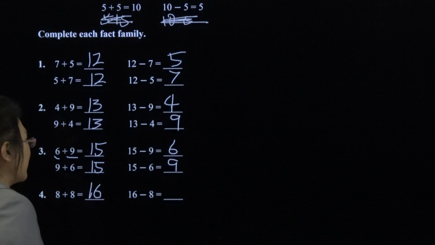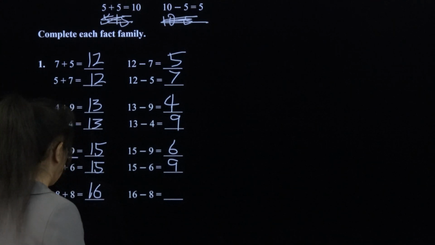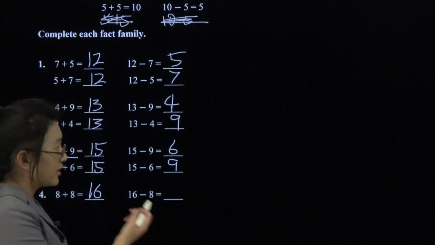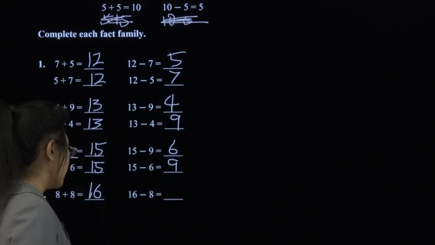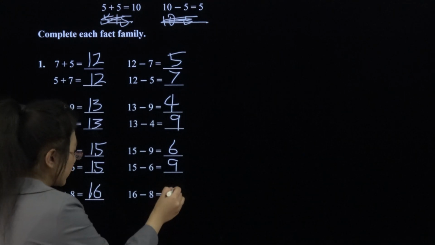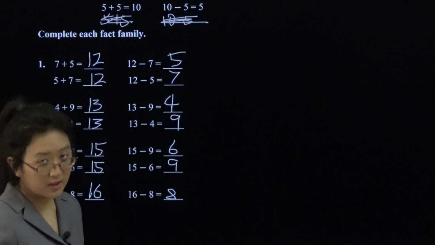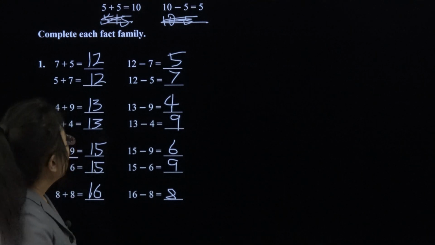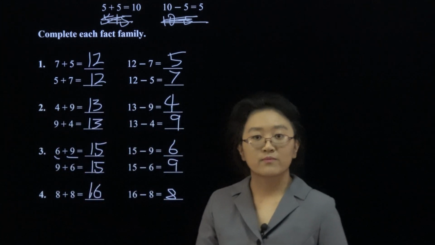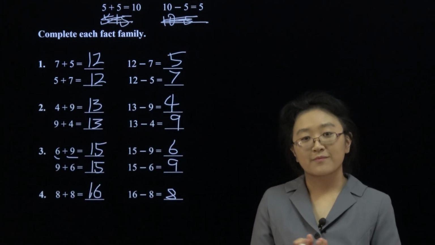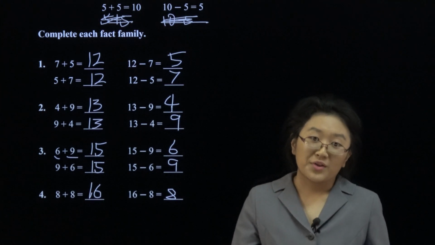Now what's 16 minus 8? Well, if you take away 8 from 16, and 2 8s, 8 and 8, together is equal to 16, then you would get 8. 16 minus 8 equals 8. And these are our completed fact families. Hooray! They're all related facts too. That's why they're a family.